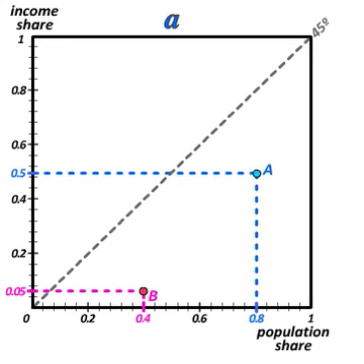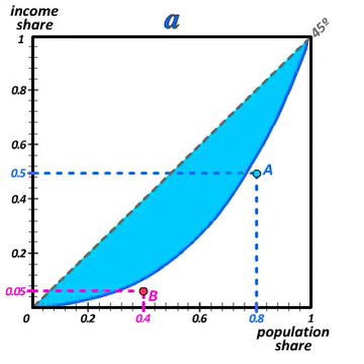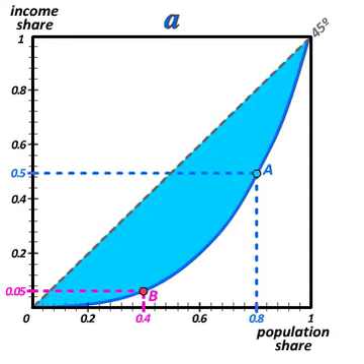Then point A would illustrate this by showing that the 0.8 population share gets 0.5 of all the income. If the lowest 40% of the population gets 5% of all income, then point B illustrates that. Repeating this for all population shares, we get what's called the Lorenz curve, with the shaded area between the 45-degree line that would indicate full equality and the Lorenz curve for a particular society becoming one possible measure for the degree of income inequality in that society.